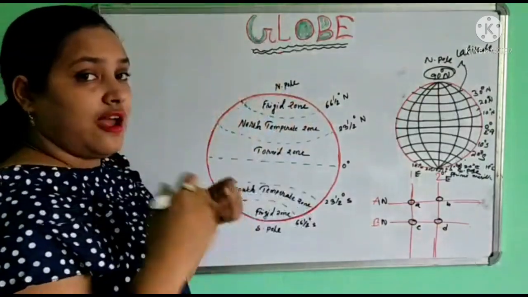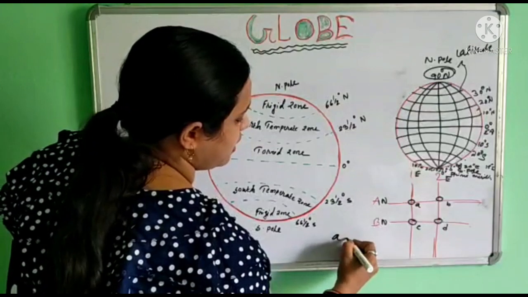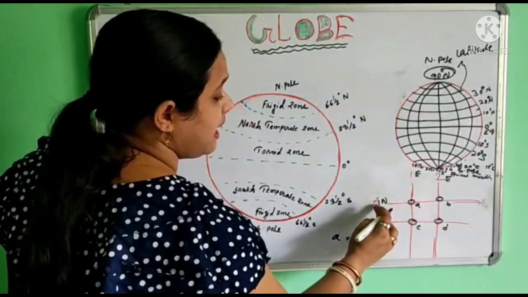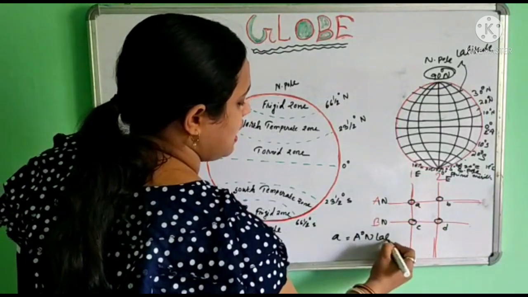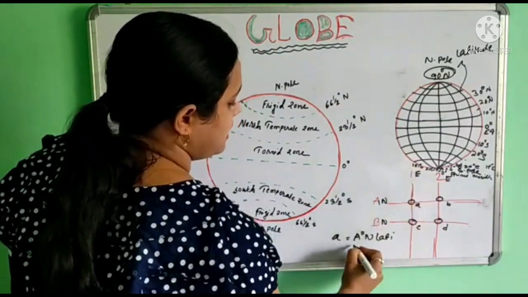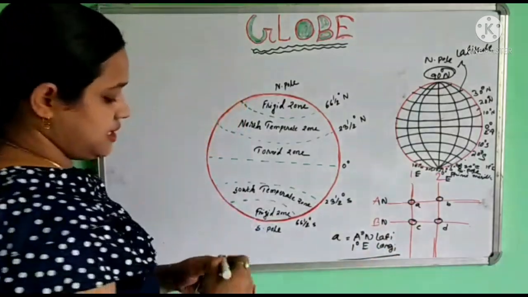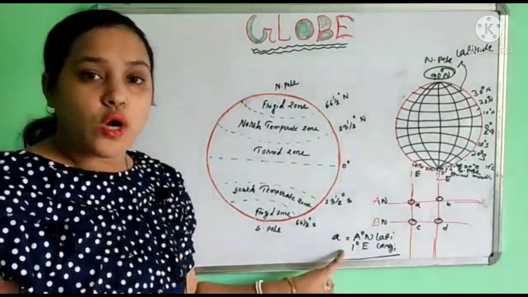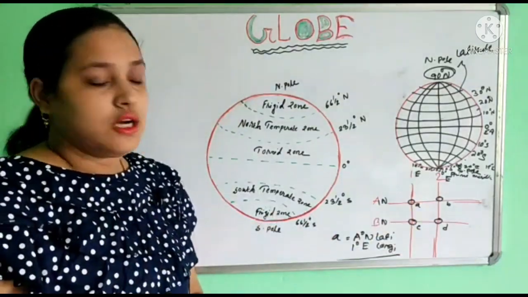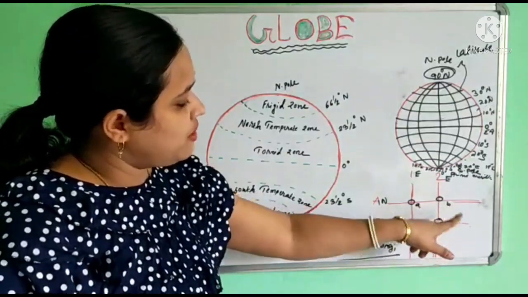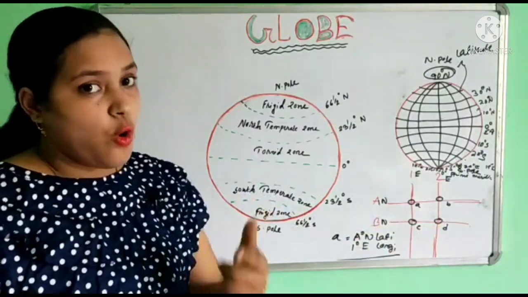Now first of all I find out the location of place A. So A is equal to, we can say, A degree north latitude and 1 degree east longitude. So this is the actual location of a place. So you can easily find out the rest of the places, that means B, D, C. So you can do it as your homework.